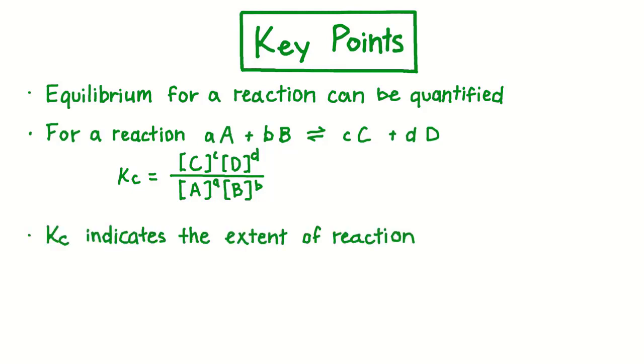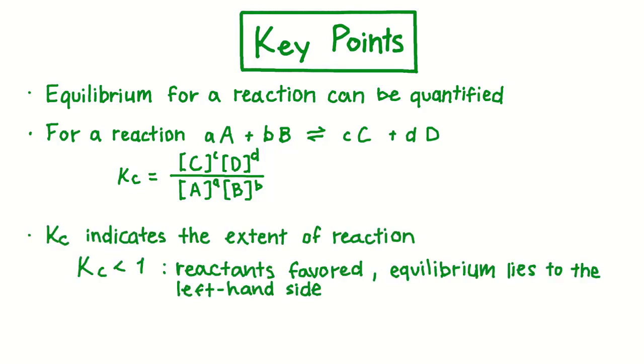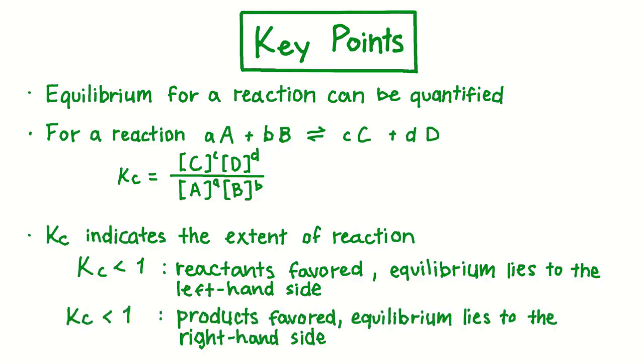Kc indicates the extent of reaction. A Kc for a reaction with a value less than 1 tells us that the reactants are favored. Equilibrium lies to the left-hand side. A value of Kc that is greater than 1 for a reaction tells us that the products are favored. Equilibrium lies to the right-hand side.